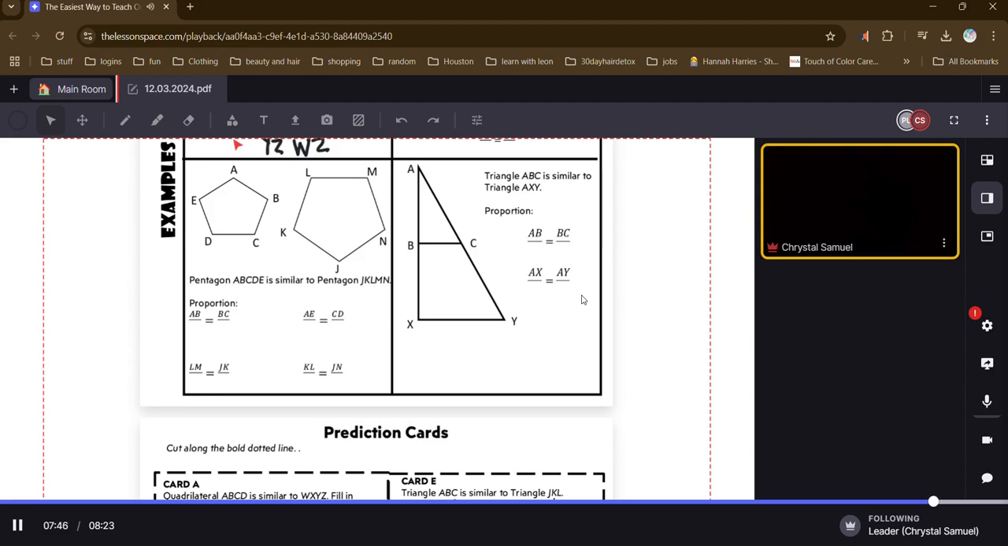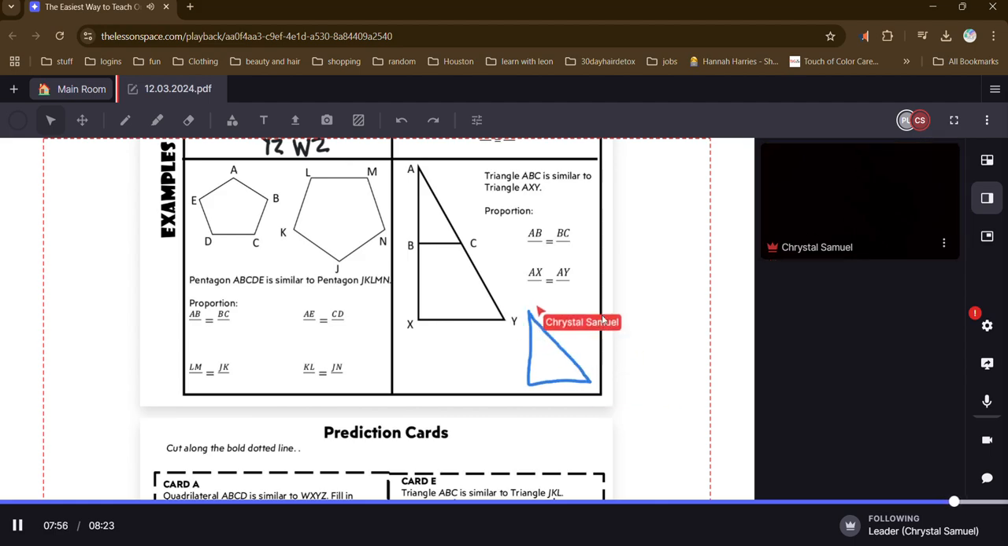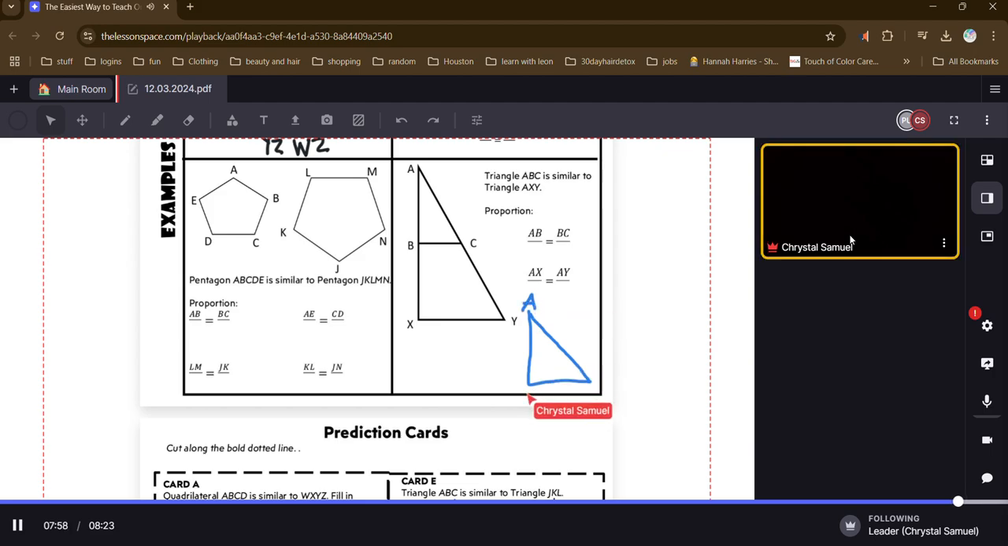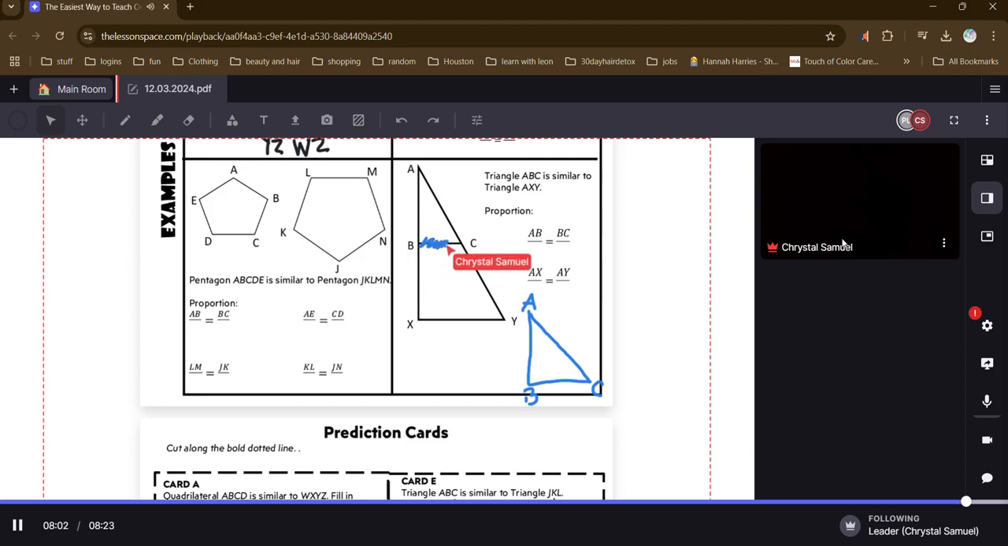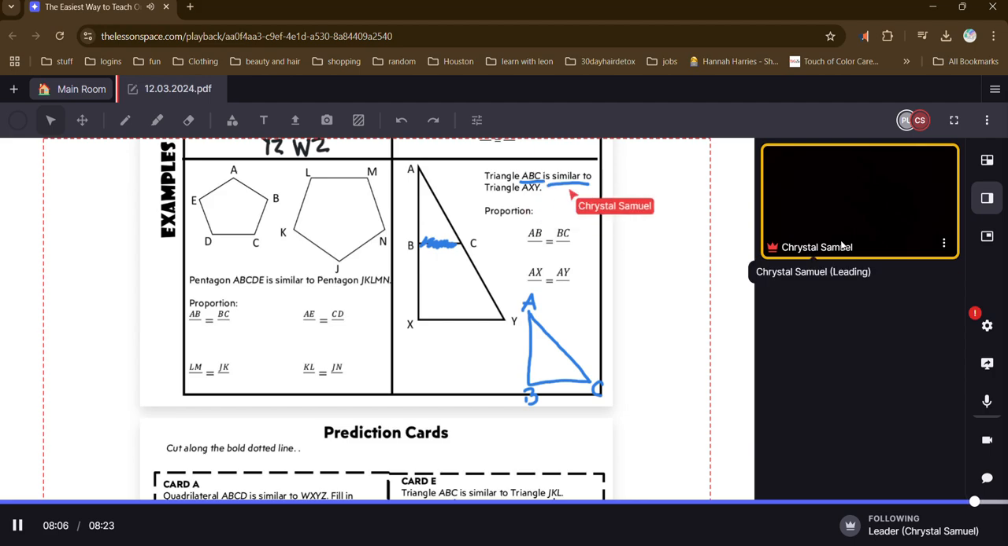So keeping that in mind to help out a little bit, I'm going to draw this ABC triangle out here. A, B, C. So it is similar. ABC is similar to AXY. Set up your proportions for these two triangles.